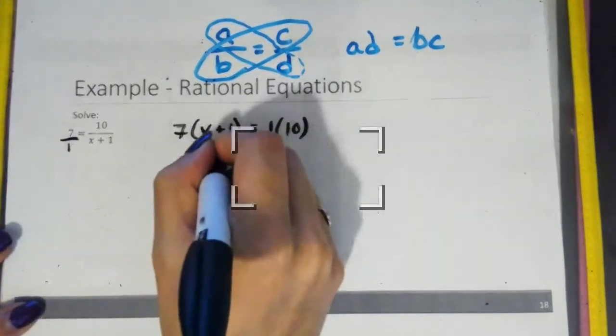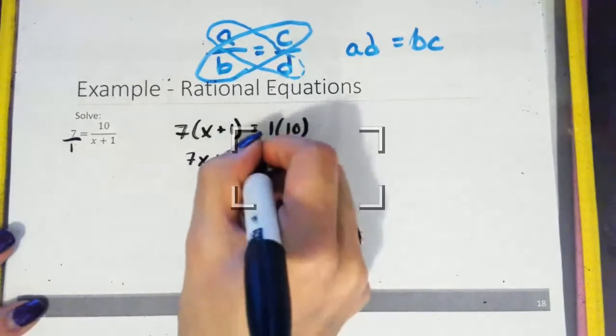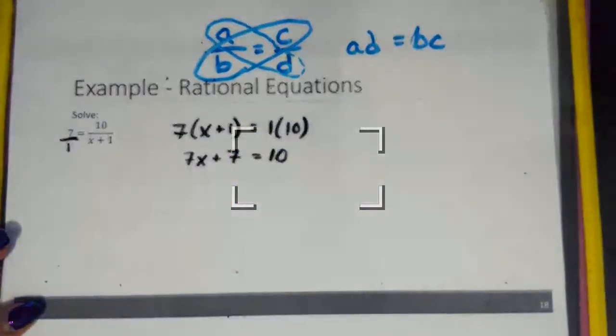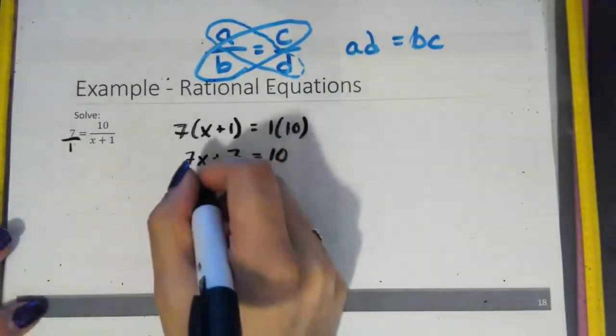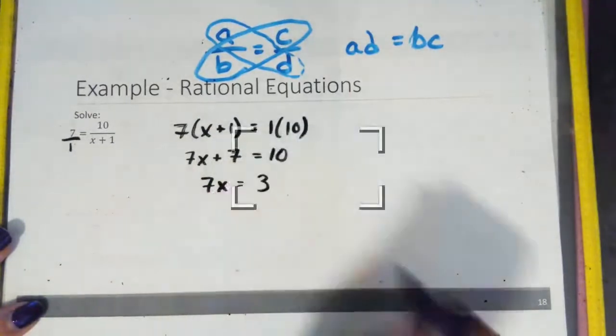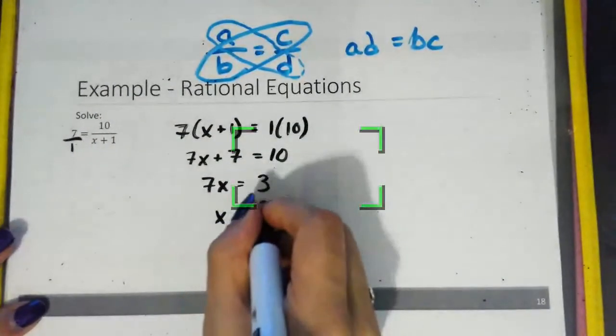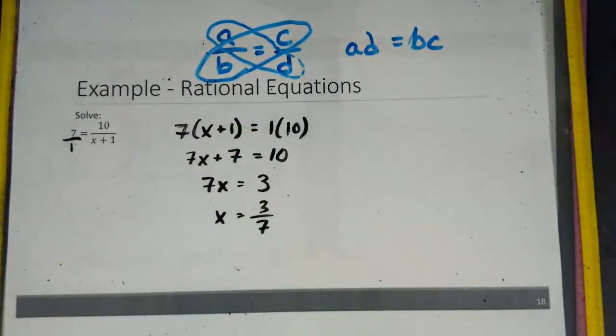Distributing my 7 through, I get 7x plus 7 is equal to 10. Subtract the 7, 7x is equal to 3. Divide by 7, x is equal to 3/7.